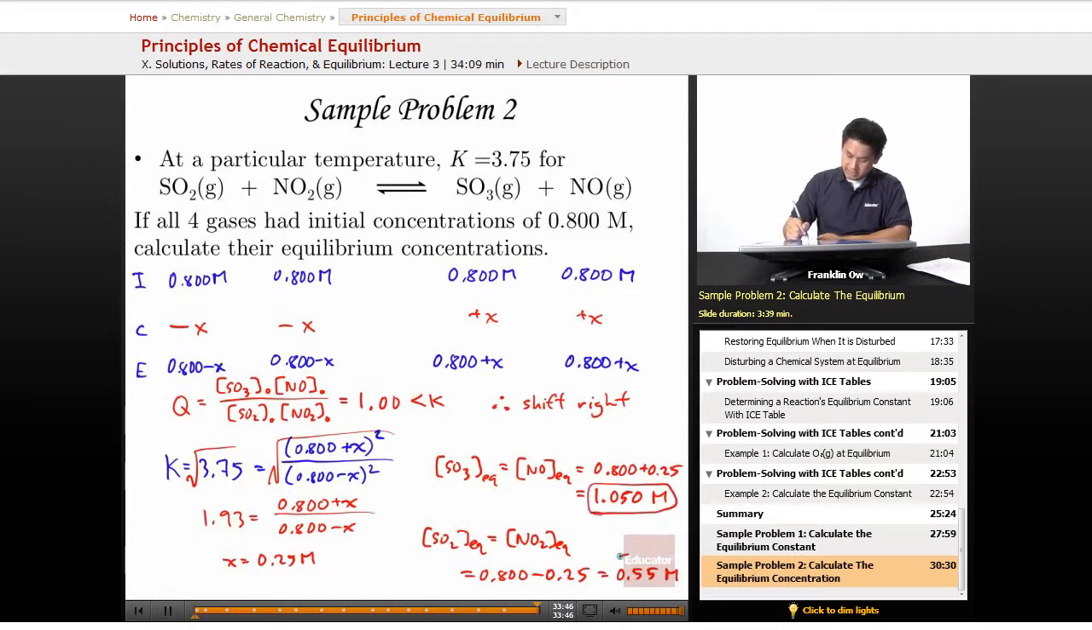Okay, so that, everybody, is use of the ICE table when we have all 4 initial values present. Once again, you've got to find which way it's going to shift, and you do that by evaluating Q.